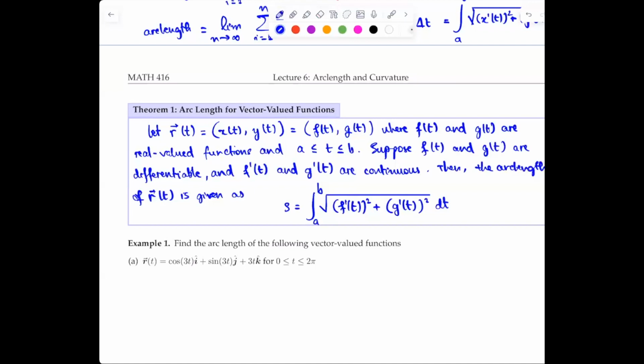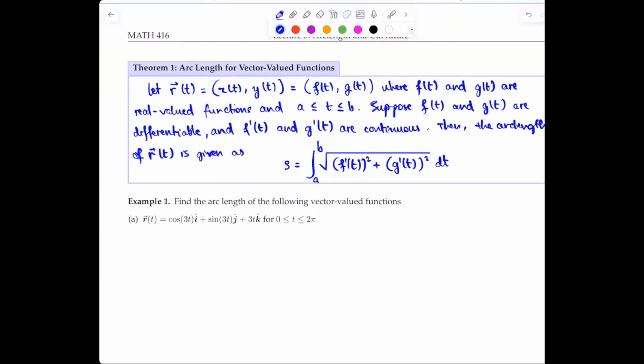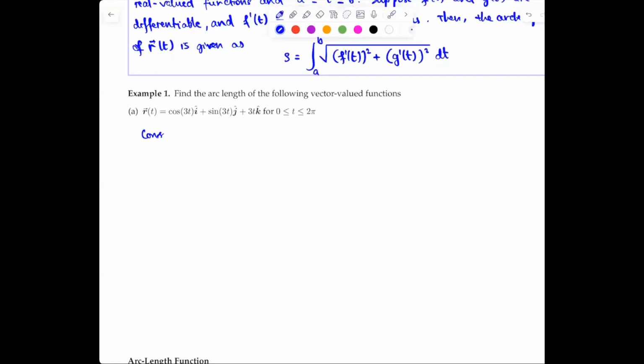So in the first example, I consider three-dimensional vector value functions. Again, the formula to calculate the arc length is very similar to what we have in the box. So given that f of t is equal to cosine of 3t, g of t is sine of 3t, and h of t is equal to 3t. Okay. So we consider f of t to be cosine of 3t.